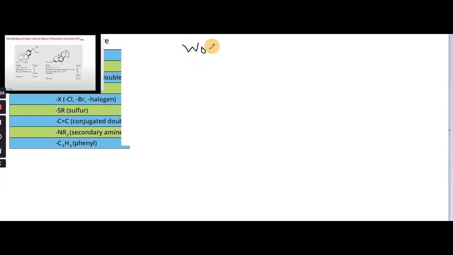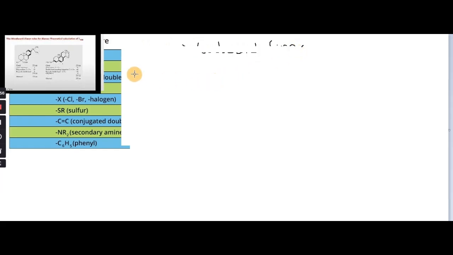So we have the Woodward-Fieser rule. These two scientists came together to propose a theory which can help to predict the maximum wavelength, or the lambda max, of absorption of a particular compound. Now, before then, let's look at some terminologies which are used in calculating the lambda max of a compound.